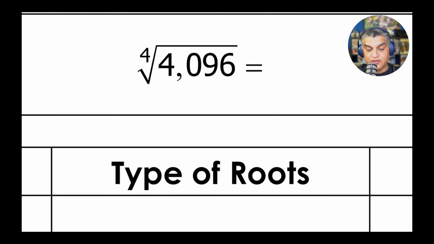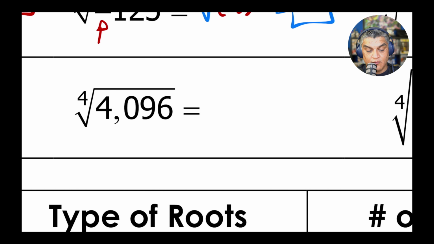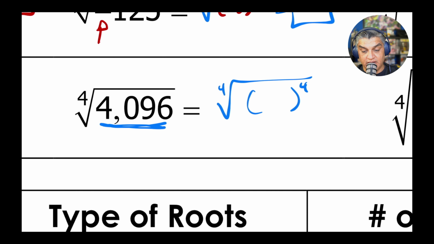And so when we go to fourth roots, we're saying the same thing. What number times itself four times? Like 3 times 3 times 3 times 3. Well, that's 81. That won't work. So if you can't think of it, then can you change it? So this is a fourth root. Can you change the inside to something to the fourth power? Can you change this radicand to something to the fourth power? So that way they can just cancel and we'll have our answer.